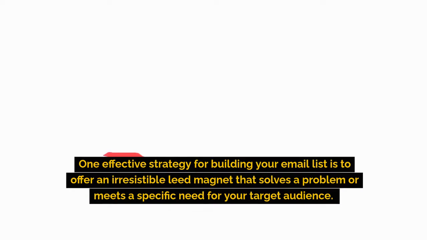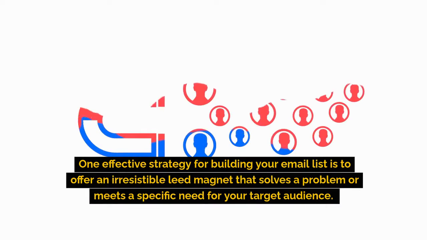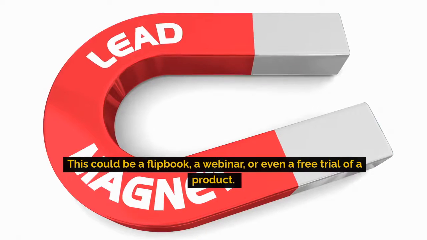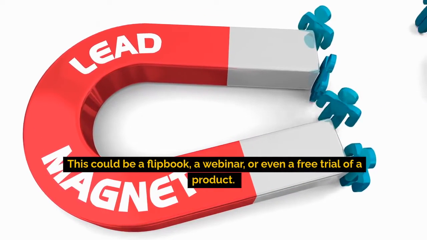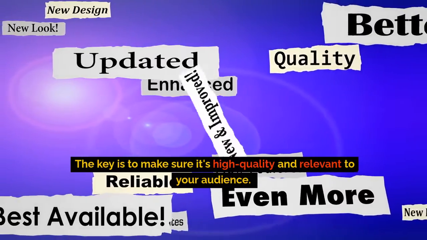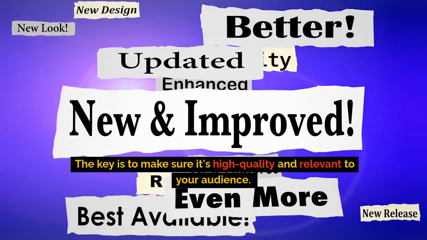One effective strategy for building your email list is to offer an irresistible lead magnet that solves a problem or meets a specific need for your target audience. This could be a flipbook, a webinar, or even a free trial of a product. The key is to make sure it's high quality and relevant to your audience.